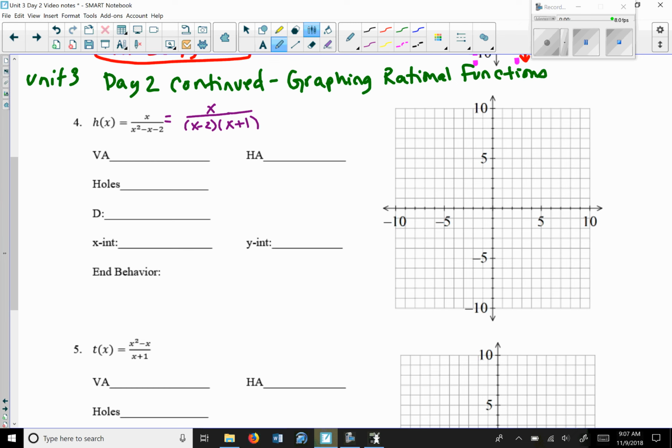As you can see, there are no common zeros between our numerator and denominator. So to find the domain, remember it's the zeros of the denominator. So what makes my denominator 0? x minus 2 equals 0, so x equals 2. And x plus 1 equals 0, so x is equal to negative 1. So that means our domain is going to be all real numbers except for 2 and negative 1.